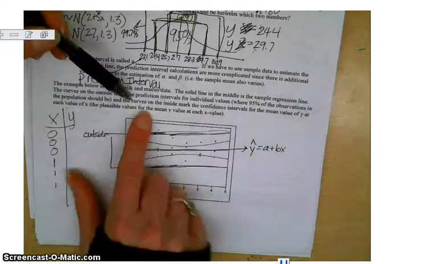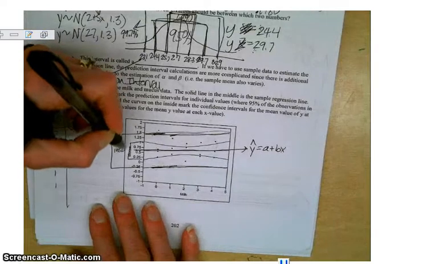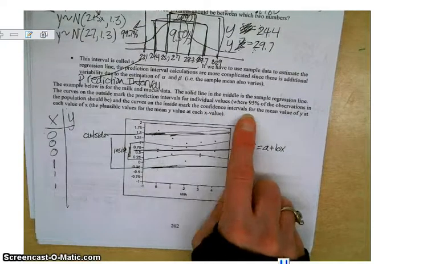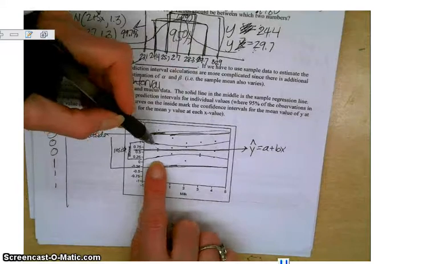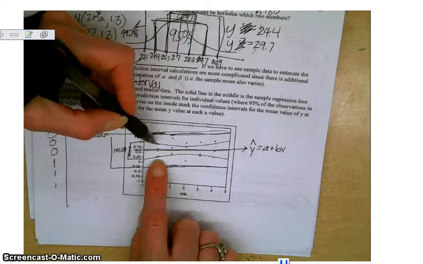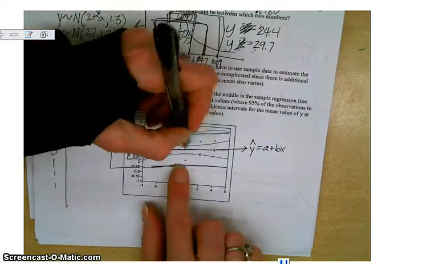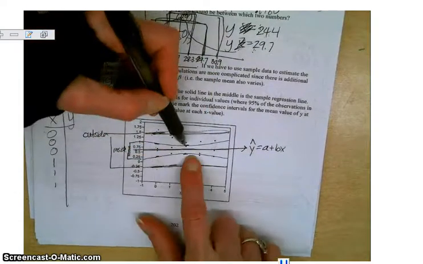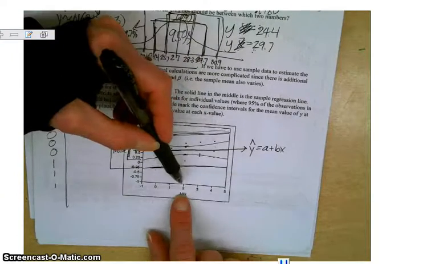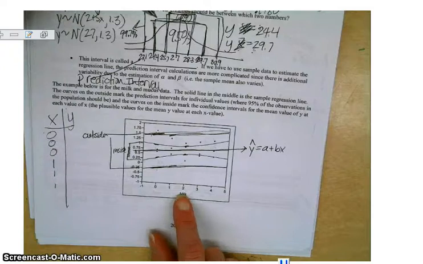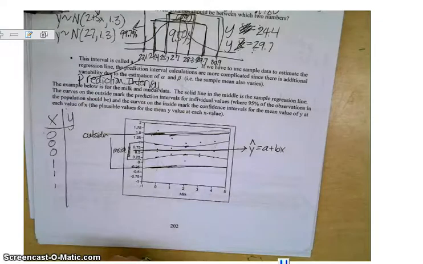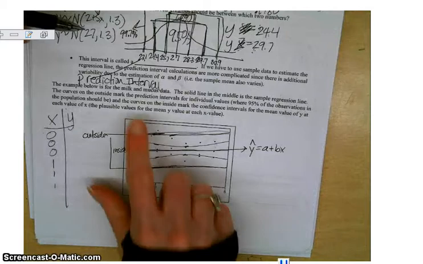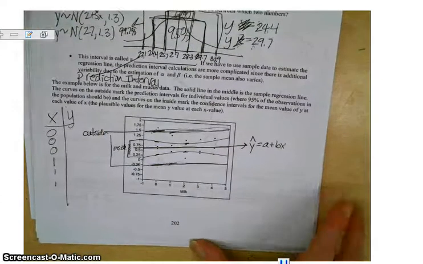All right, so the curves on the inside mark the confidence intervals for the mean value of y at each value of x. So from here to here is the confidence interval. I am 95% confident that this interval captures the true mean y values for this value of x. So that's different. Actually, it gives you a little less room for a confidence interval. So, again, the curves on the inside mark the confidence intervals for the mean value of y at each value of x.